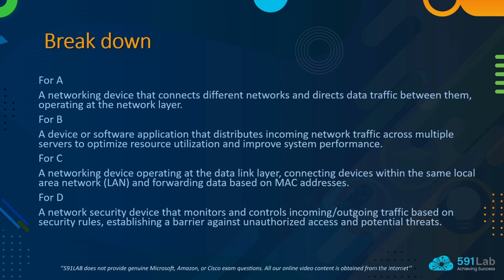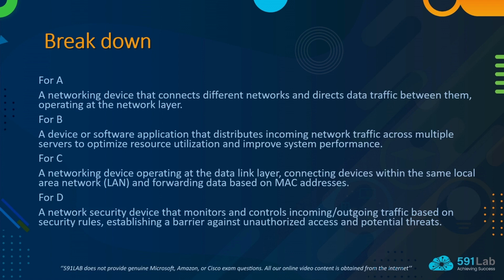For option C, a switch is a networking device that operates at the data link layer of the OSI model. It connects devices within the same local area network and uses MAC addresses to forward data to the correct destination. Unlike a hub, which simply broadcasts data to all connected devices, a switch intelligently forwards data only to the device that needs it.